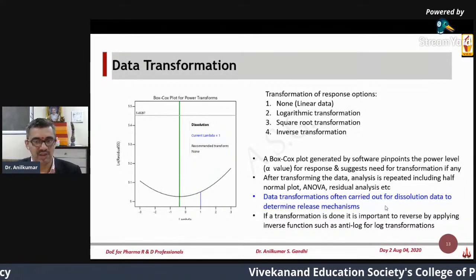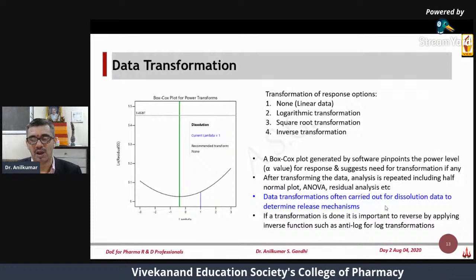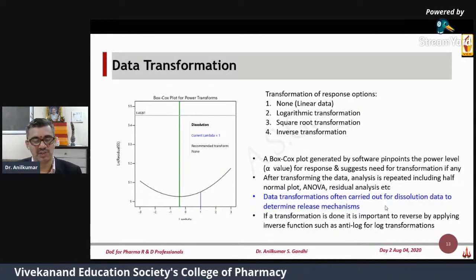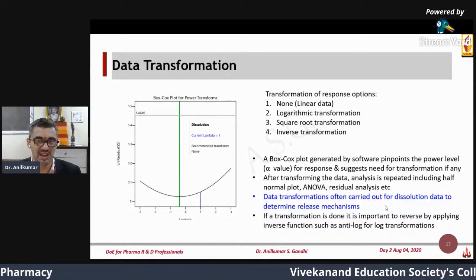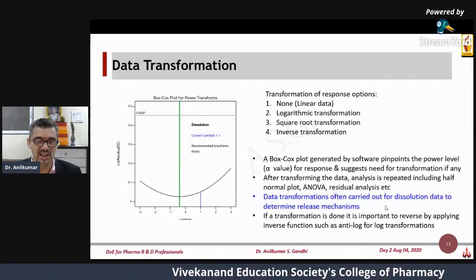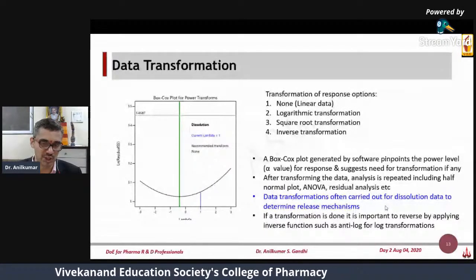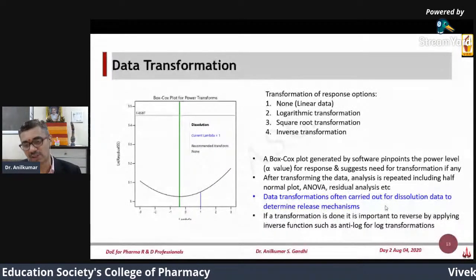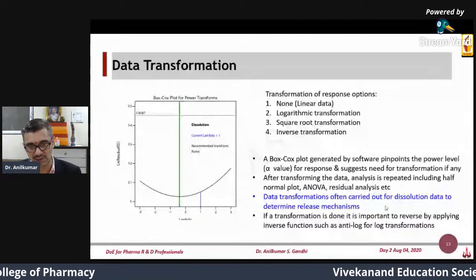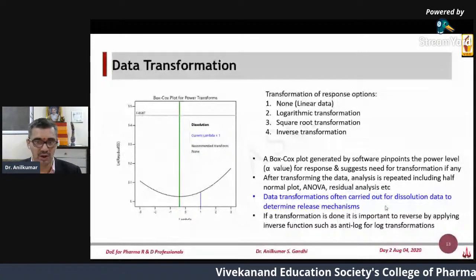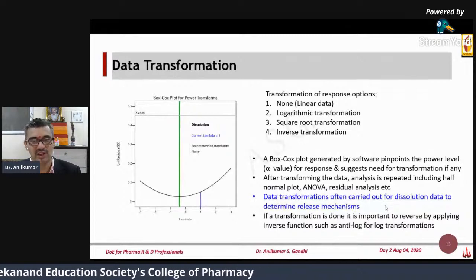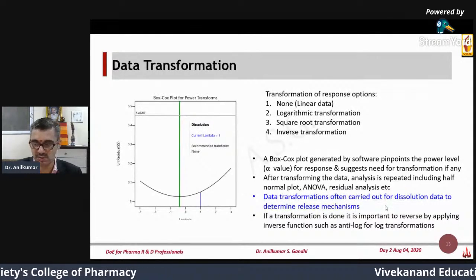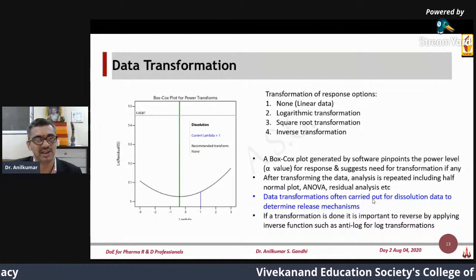But one thing very important for us to remember: whenever you do data transformation, that means your response has been transformed into any of these functionalities, then you have to use the inverse functions when you are interpreting or when you have the model ready with you. So if you have done logarithmic transformation, then you must take the anti-log when you are interpreting eventually. So this we should not forget as an additional step.